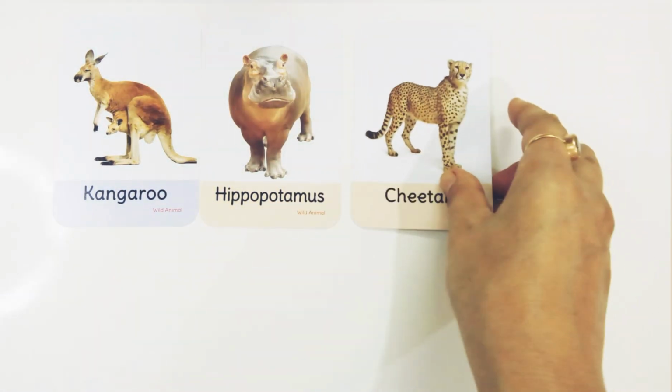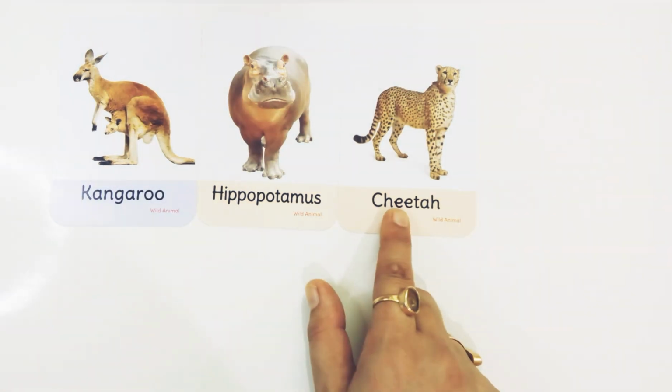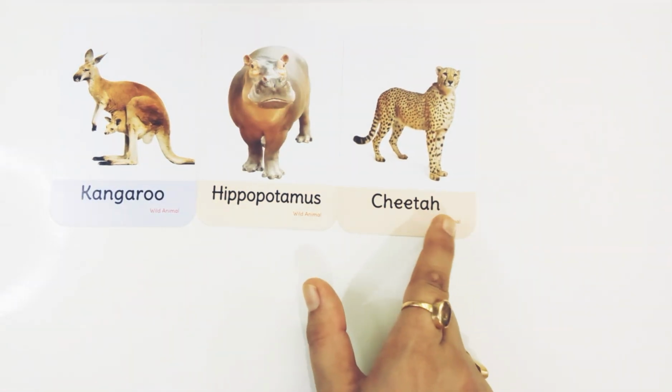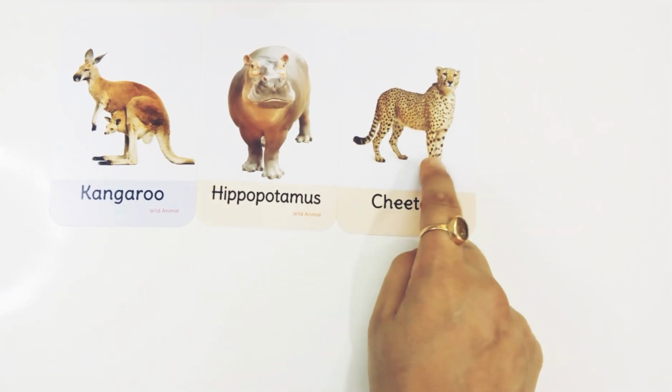C for cheetah. Cheetah. C for cheetah. Cheetah is a wild animal. This is cheetah.